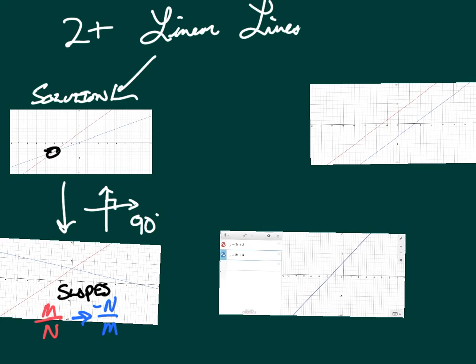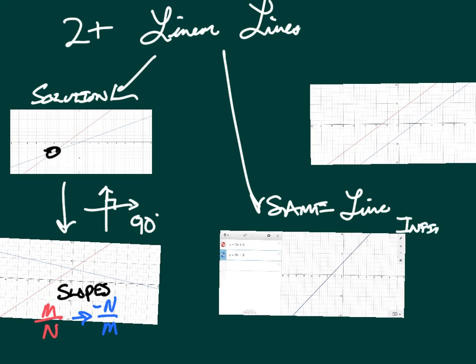Another scenario that happens when we're dealing with two or more linear lines is that they're the same line. And when they're the same line, both y-intercept and slope are the same. This produces infinite solutions. They're always going to touch, they're always going to intersect, they're always going to be the same.